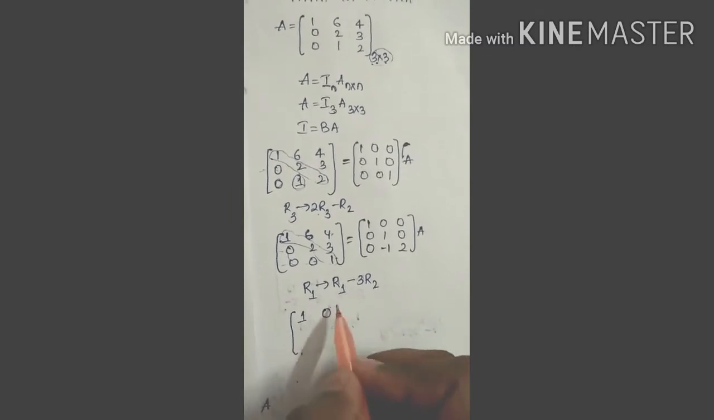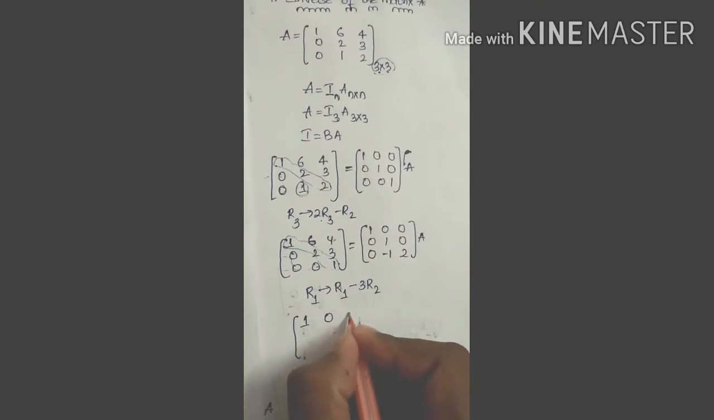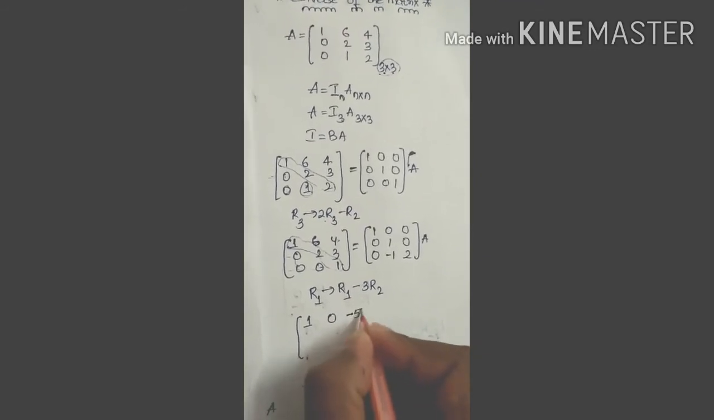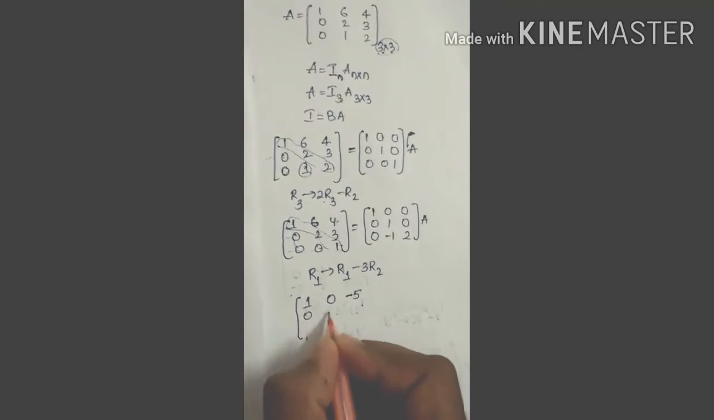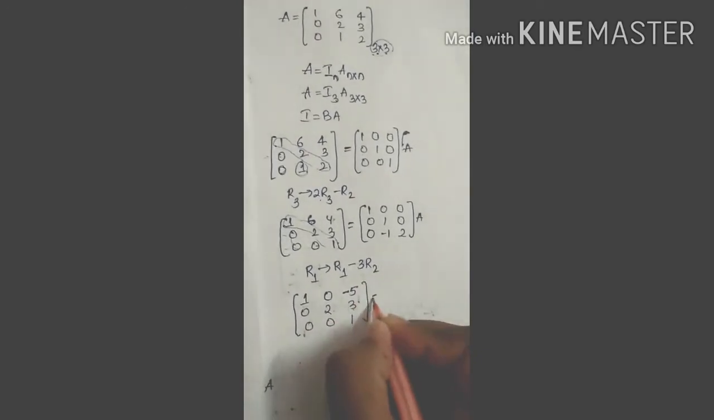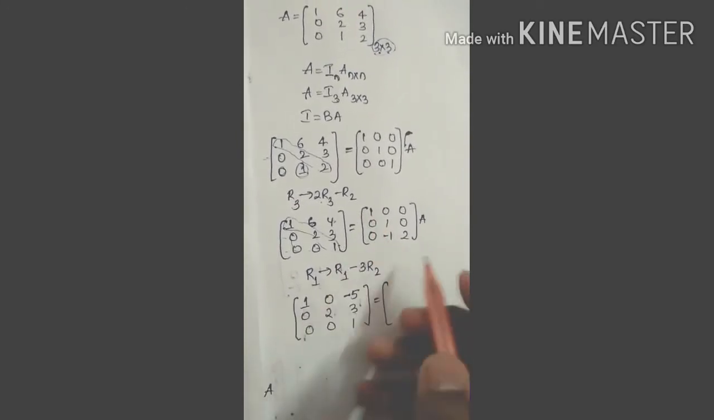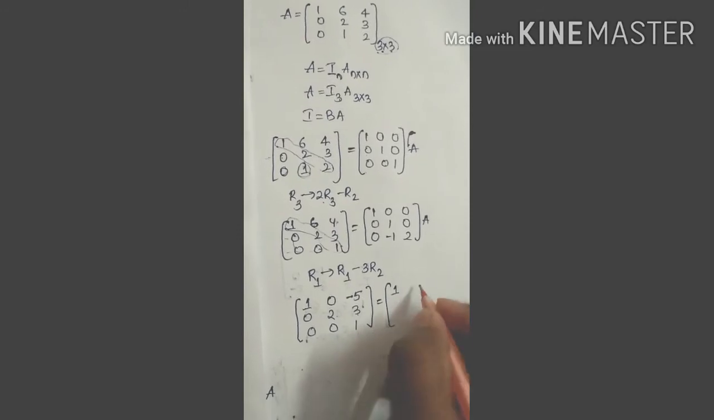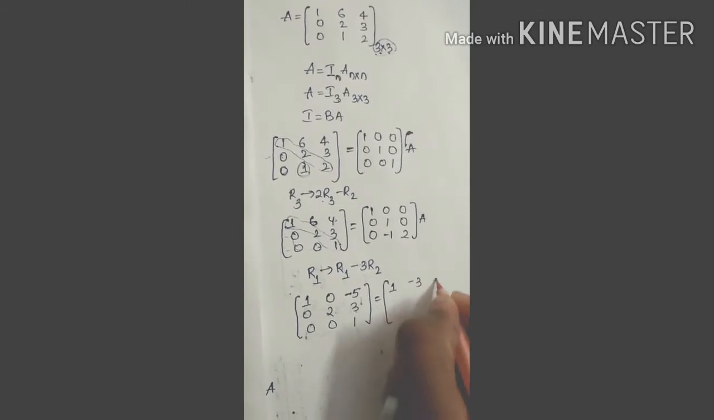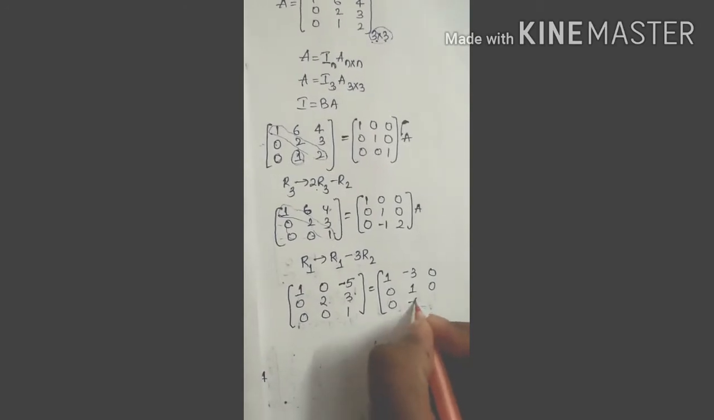9, what will we get? 4 minus 9 will get 5, minus 5. Next 0, 2, 3, no changes, 0, 0, 1. On the right side, R1 minus 3, R2, 1. 1 minus 0 will get 1. Here we'll get minus 3, here we'll get 0. Next 0, 1, 0, 0 minus 1, 2.